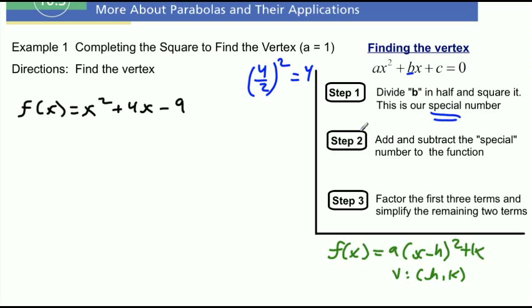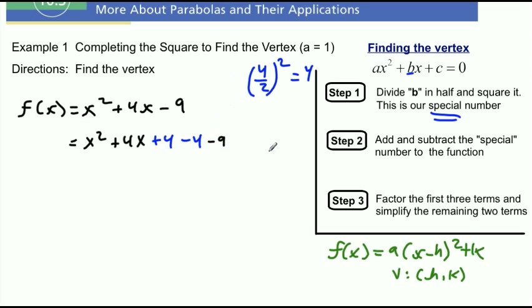Well, let's go to step 2. We're going to add and subtract the special number to the function. So watch how I'm going to do this here. Actually, let me keep this in black, and then I'll switch to blue when I show you what I'm going to do. So I have x squared plus 4x. Now watch what I'm going to do here. I'm going to add my special number, and I'm going to subtract my special number.